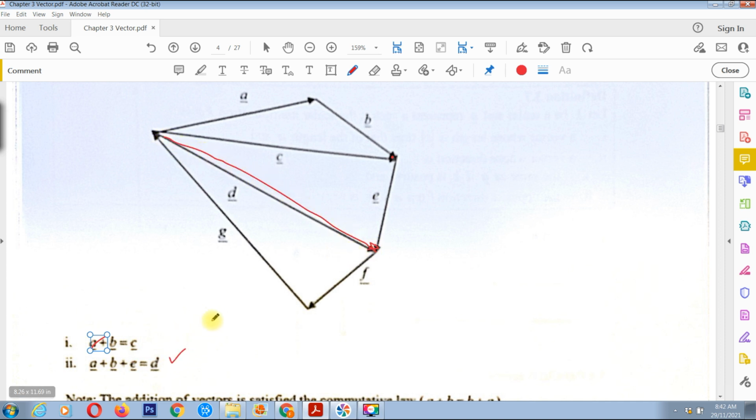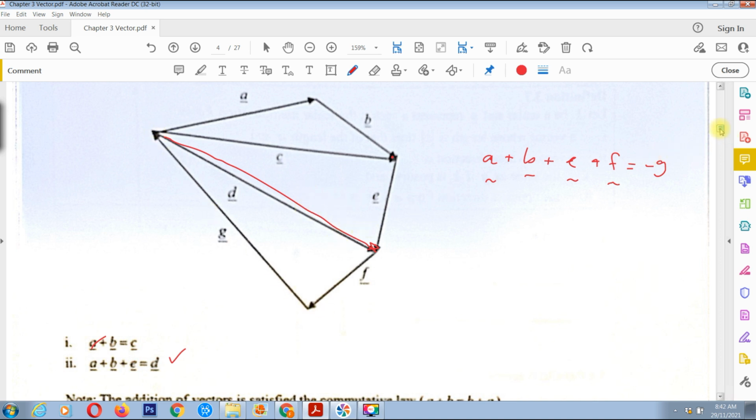Okay, D. So A plus B plus E plus F equals to G. Okay, negative G. Sorry, negative G, because the arrow is here. So A plus B plus E plus F equals negative G, because we come from A to F.